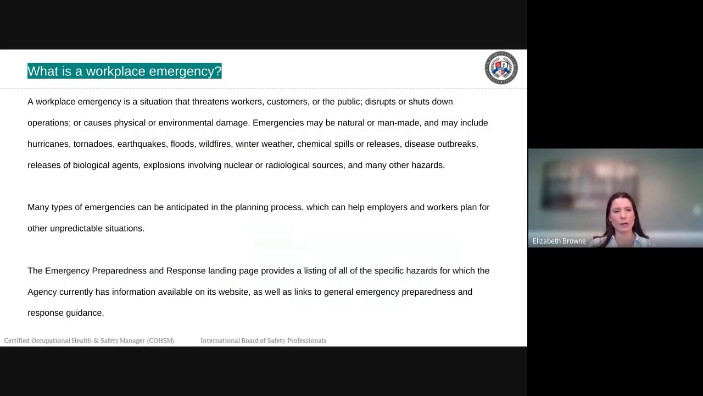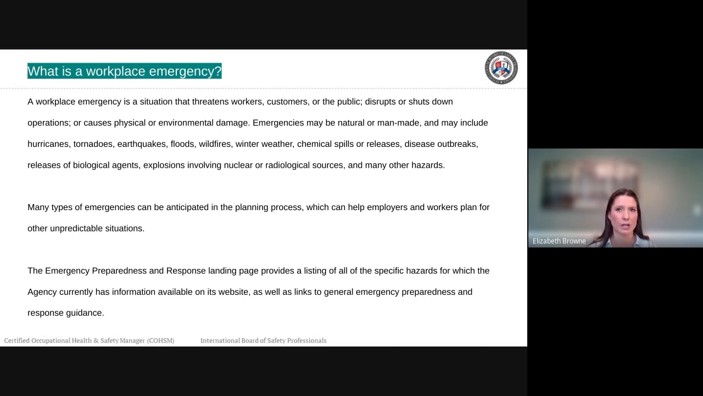So we've talked a lot about workplace emergencies. So what is a workplace emergency? We need to know this to make sure that we're able to effectively train our workers. So we have to consider any workplace emergency that can threaten workers, customers, or the public. It could disrupt or shut down operations and could cause physical or environmental damage. Emergencies can be natural or man-made.